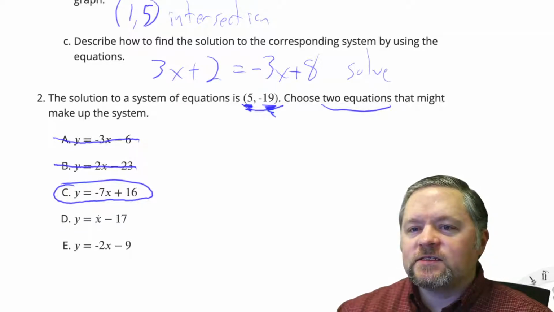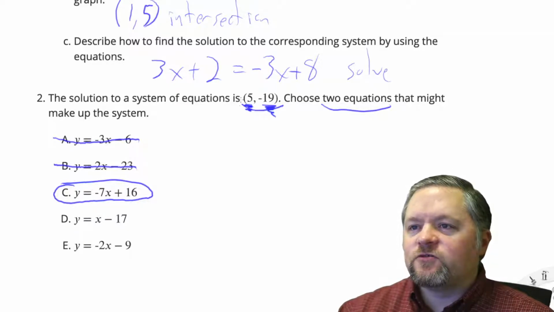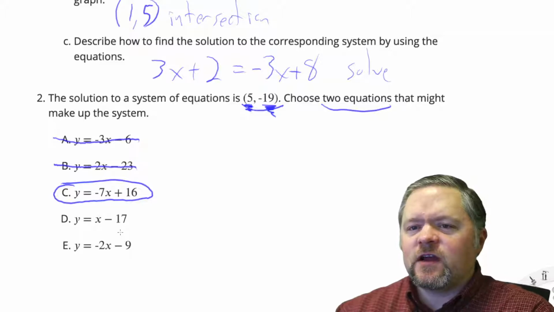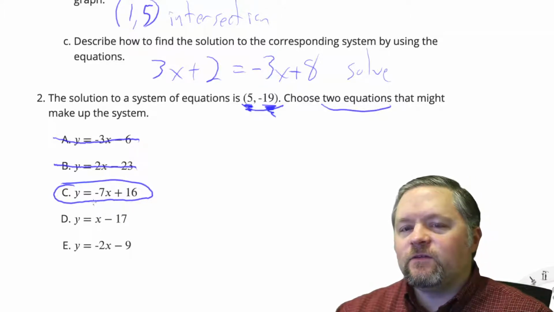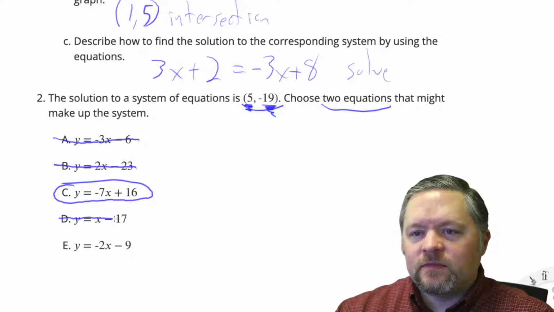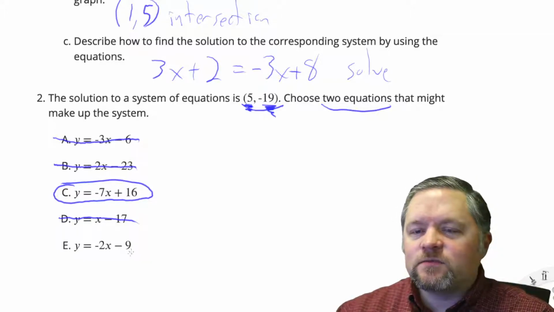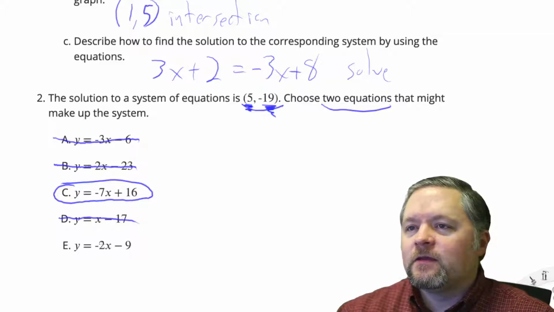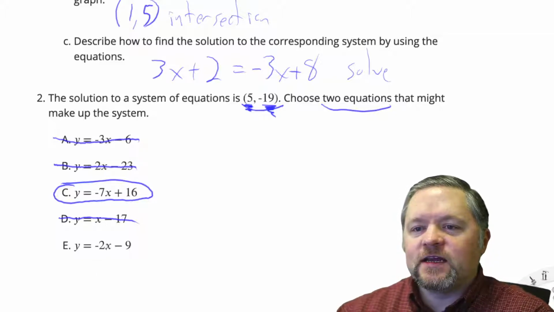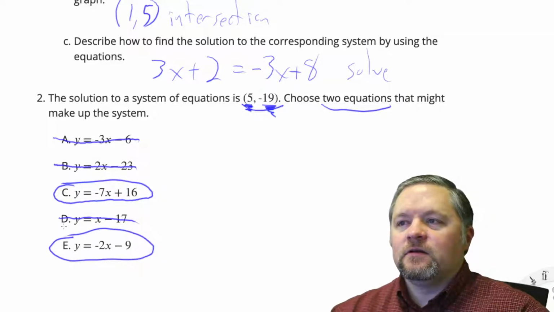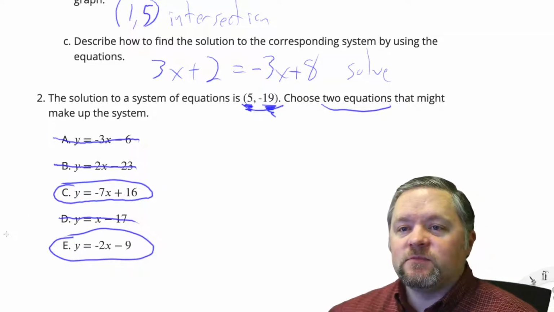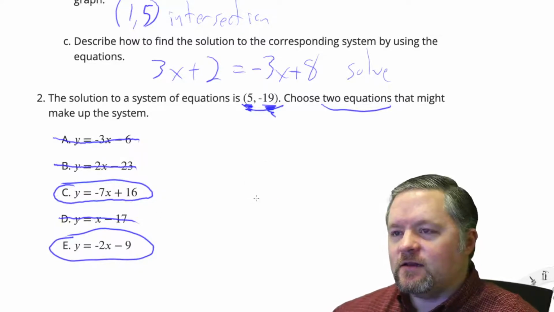X subtract 17. 5 subtract 19 is negative 14. That's not negative 19. That won't work. Negative 2x subtract 9. Negative 2 times 5 is negative 10. Subtract 9 is negative 19. So the two equations that might make up the system are C and E.